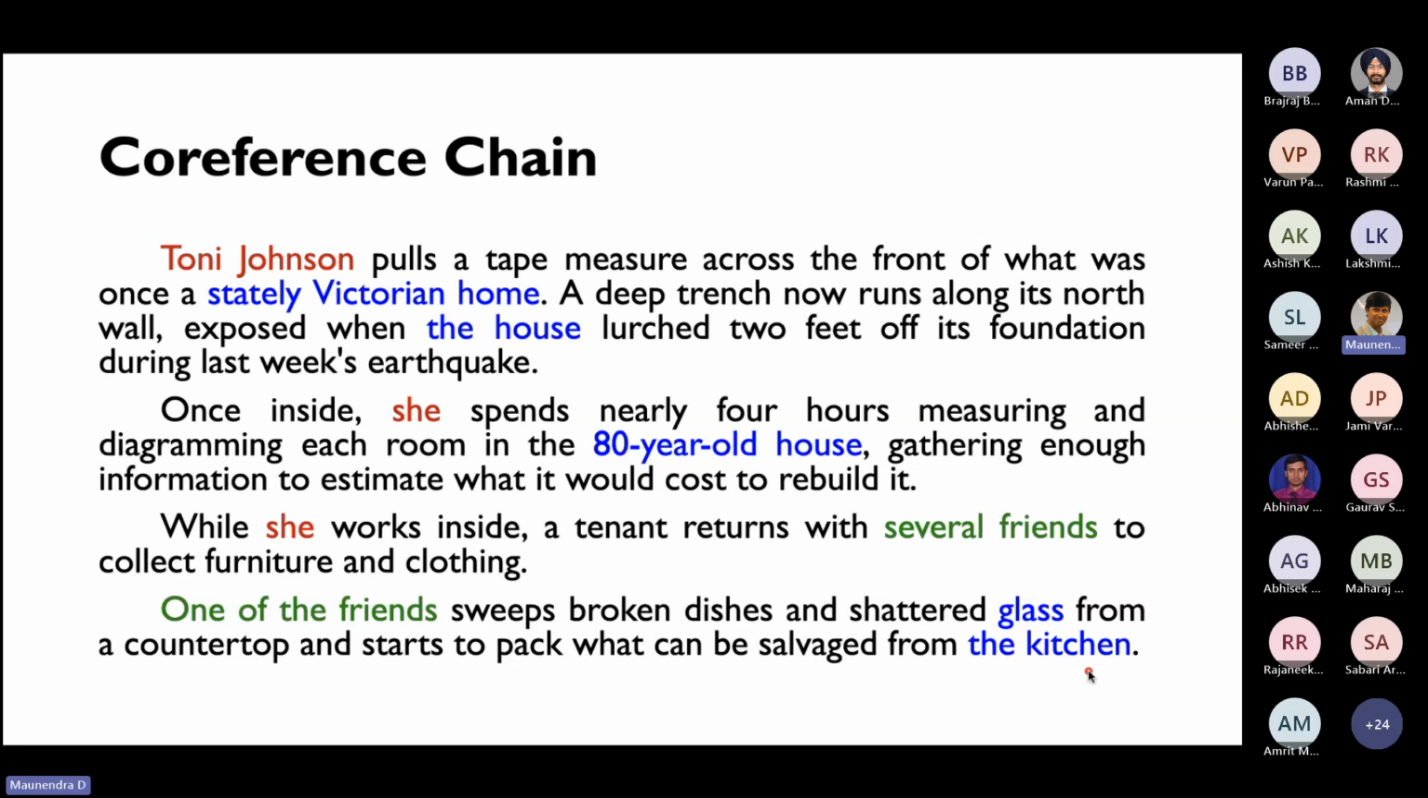Now, here we're loosely defining the term co-reference because the home, the house, the 80-year-old house, they refer to the exact same entity. But when we talk about this glass or this kitchen, they're not that exact same entity, but part of this entity. So yes, there can be co-reference chains. It depends on the definition. And yes, even the part of an entity can also be considered to be a co-reference.